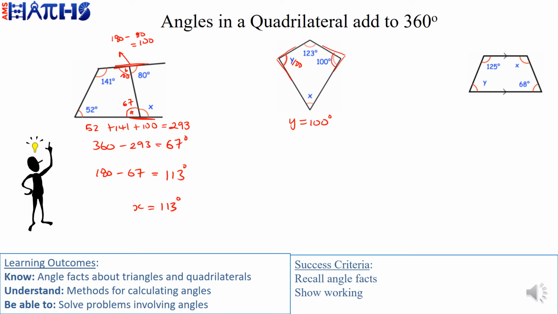Now we know that y is 100 degrees. We can work out the value of x. So we'll have to add 100 plus 100 plus 123, and that's going to give us 323. When we calculate that, to get the value of x now, we'll have to do 360 minus 323, and that's going to give us 37 degrees. So angle X is 37.